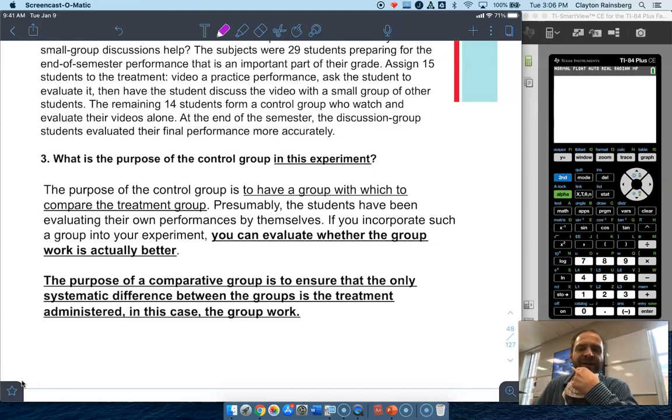Presumably the students have been evaluating their own performances by themselves. If you incorporate such a group in your experiment, you can evaluate whether the group work is actually better. The purpose of a comparative group is to ensure that the only systematic difference between the groups is the treatment administered, which in this case is the group work. We want to make sure that is the only difference between those groups.